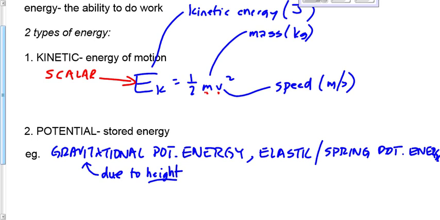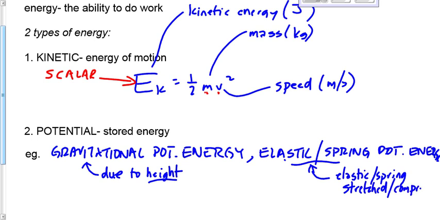Now, these are both due to an elastic or a spring that's stretched or squished, compressed. You guys know what I mean by that? You take an elastic, you stretch it. What happens when you let it go? It flies across the room, right? If it has kinetic energy flying across the room, then it must have had potential energy when you had it stretched. That's elastic potential energy, stored energy in there.